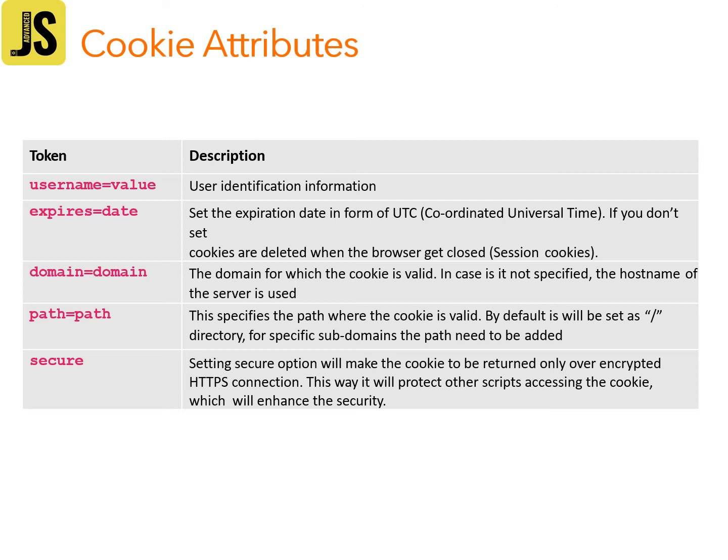Then path is equal to path. This specifies the path where the cookie is valid. By default, it will be set as slash, and that means the current page. For specific subdomains, the path needs to be added. If we want to make any other path, that will be specified by the attribute path. Then secure. Setting secure will make the cookie be returned only over encrypted HTTP connections. This way it will protect the cookie from other scripts accessing it, which will enhance security. And these are the cookie attributes.